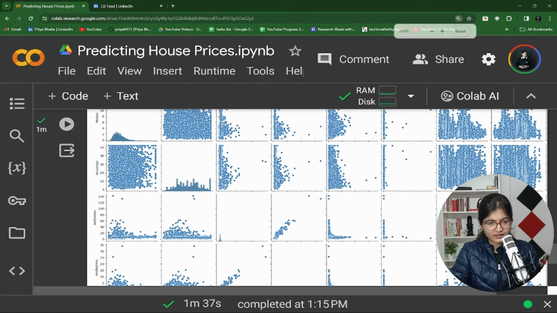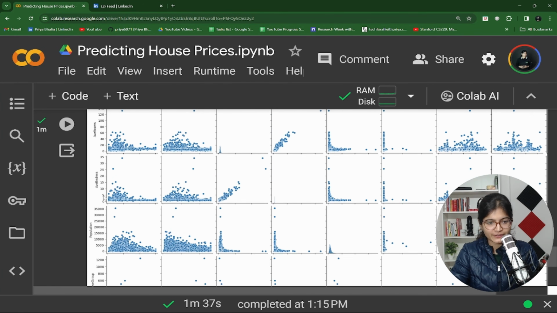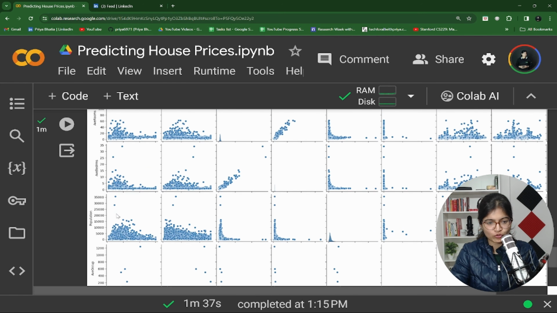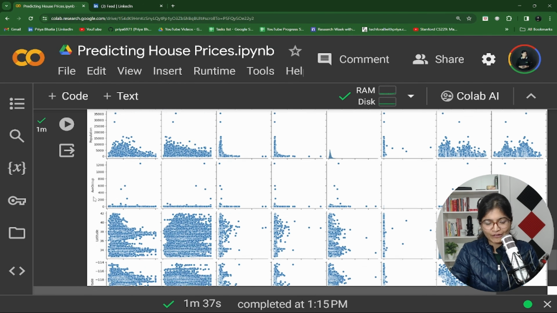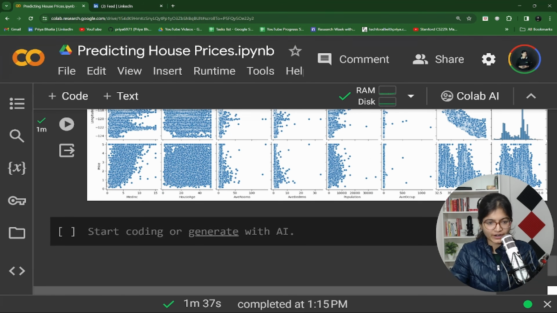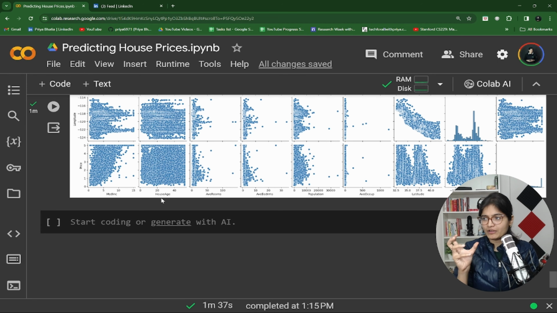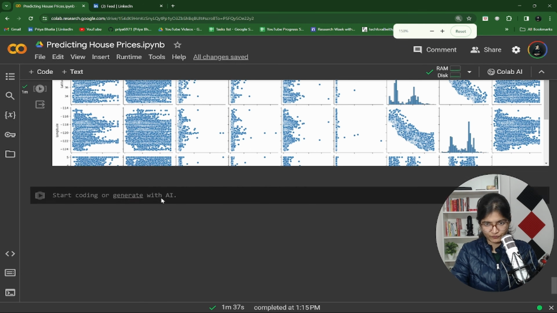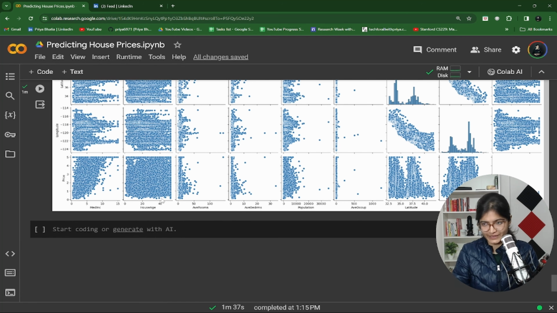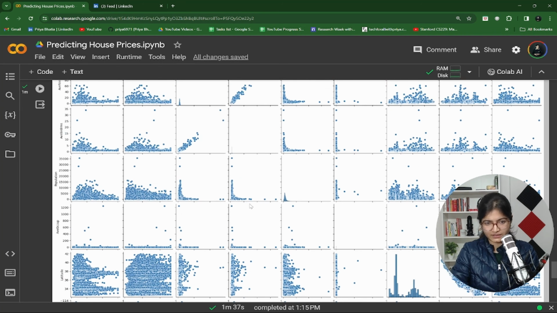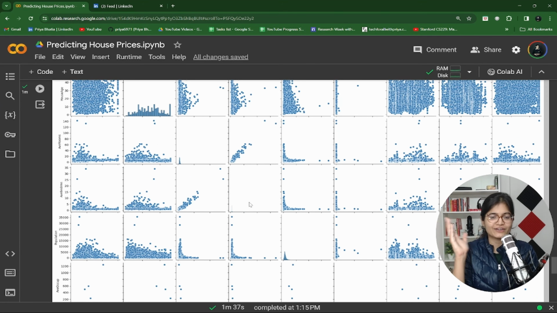If I zoom my screen, for every feature, for example, median income is on the y-axis, house age is there, average rooms, average bedrooms, population, average occupancy, latitude, longitude, and price are there. And on the x-axis again, there are the same feature names. So what we get here is a graph for every pair of features, which is why it is called a pair plot. And you can see whether the values are directly proportional, inversely proportional, or scattered somewhere, whether outliers are there or not, all these things.